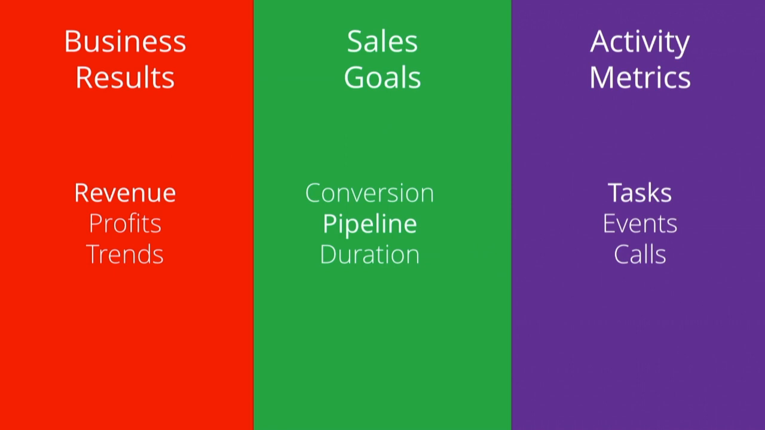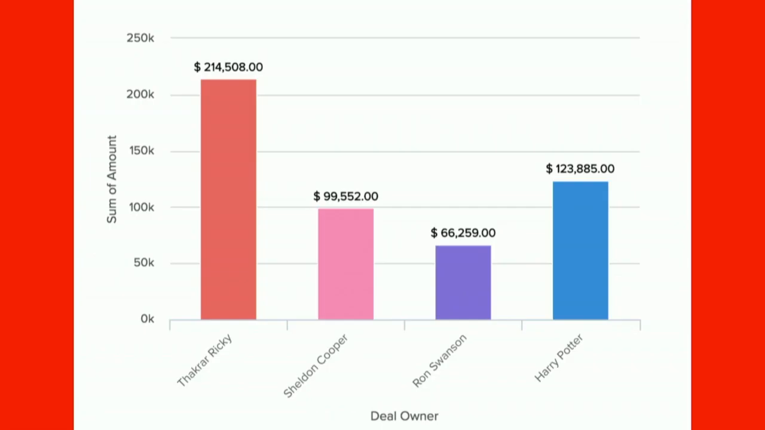So I'm going to show you each of these types, and I kept the color scheme, red, green, and purple to follow along. So revenue report, so this is coming from the deals module. So all we're seeing here is the team that I have. It's an all-star team of myself, Sheldon Cooper, Ron Swanson, and Harry Potter.